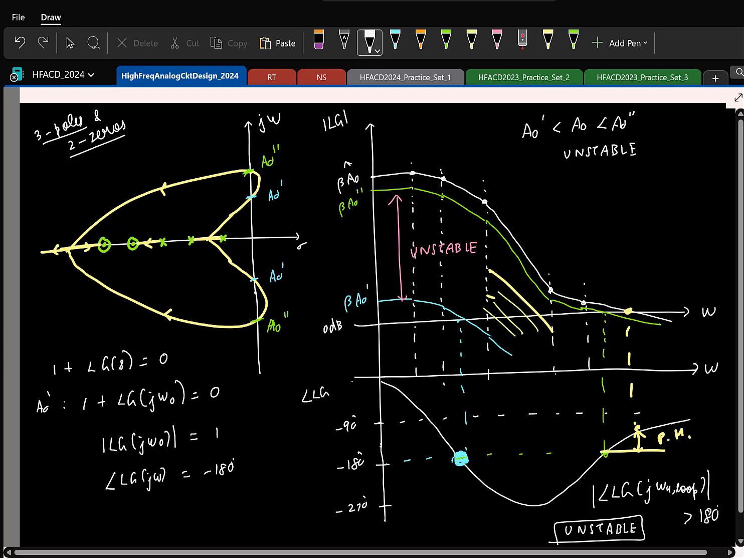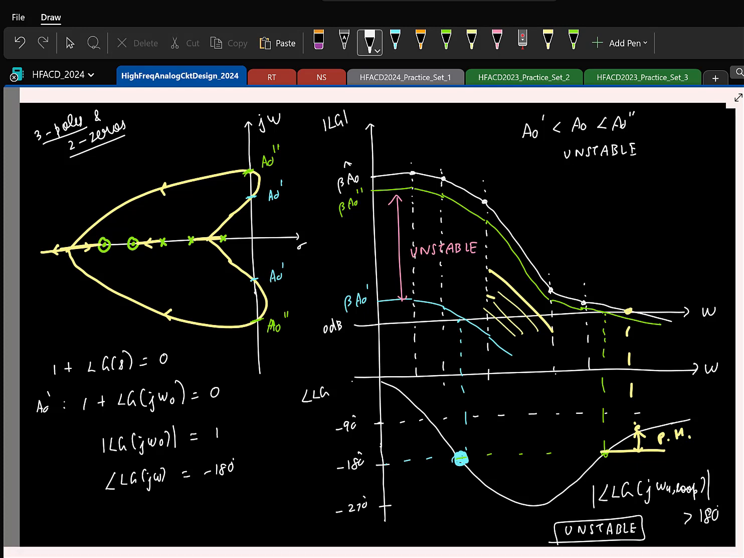So here 1 plus L of j omega will be 0 for two omegas, omega 1 and omega 2. It's plus or minus j omega. Basically this loop gain, for some DC gain A naught prime, for some omega naught, you have minus j omega naught and plus j omega naught. It's a real system, so you'll have complex conjugate poles. Here is one pole, here is the other pole. Similarly for A naught double prime, one of the closed loop poles is here, the other is here.